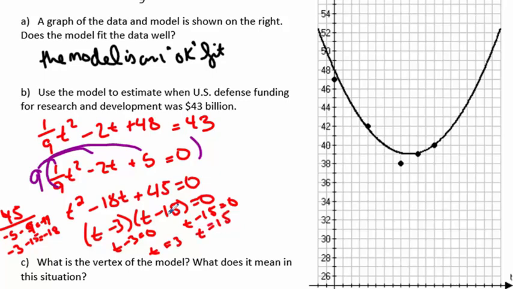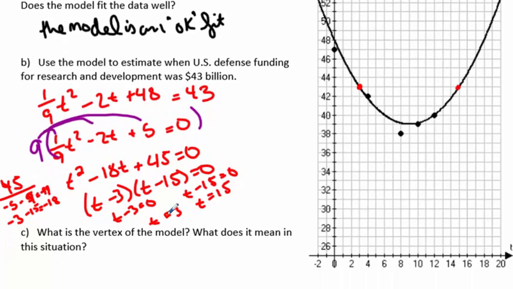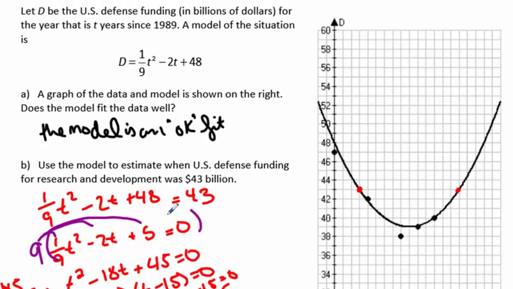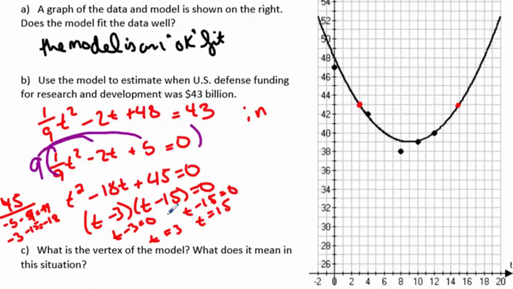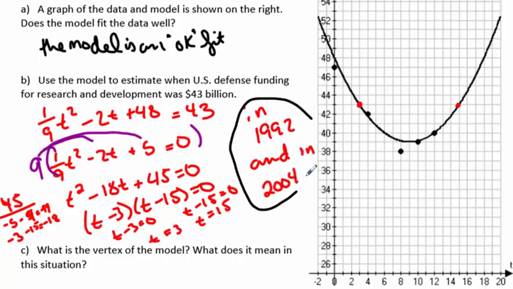Let's verify these from the graph. 43 corresponds with the two values t equals 3 and t equals 15. So we can verify that from the graph here. So there are two different years where the defense funding is going to be $43 billion. We're talking in years since 1989, so it's going to be in 1992 and again in 2004. Because the budget is going down and coming back up, there will be two different years, 1992 and 2004, where the budget is going to be $43 billion.